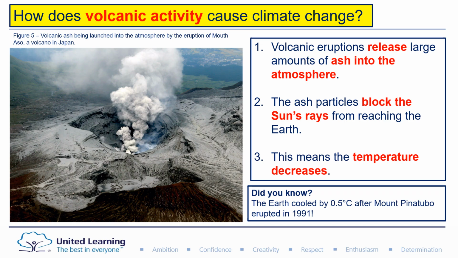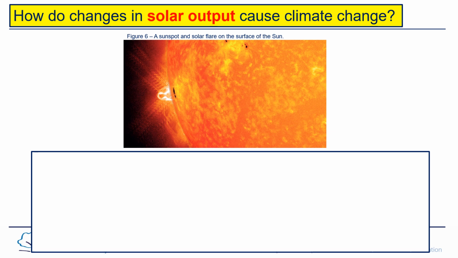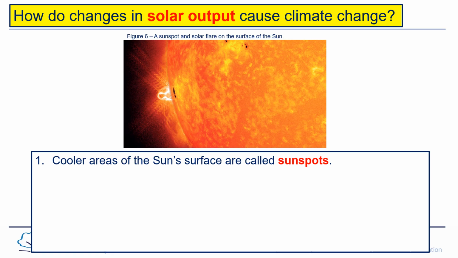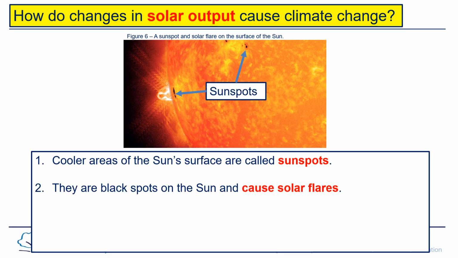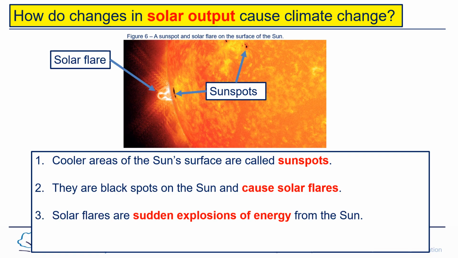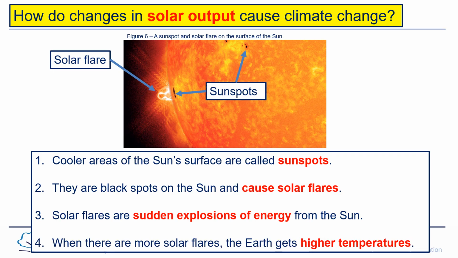decreased by 0.5 degrees. And the last one, changes in solar output caused by sunspots. So sunspots are cool, dark areas on the sun's surface, and these change every 11 years. There's more or less of them. And what these sunspots do is they cause sudden explosions of solar energy to be released, called solar flares. When there are more solar flares, Earth's temperatures get higher.